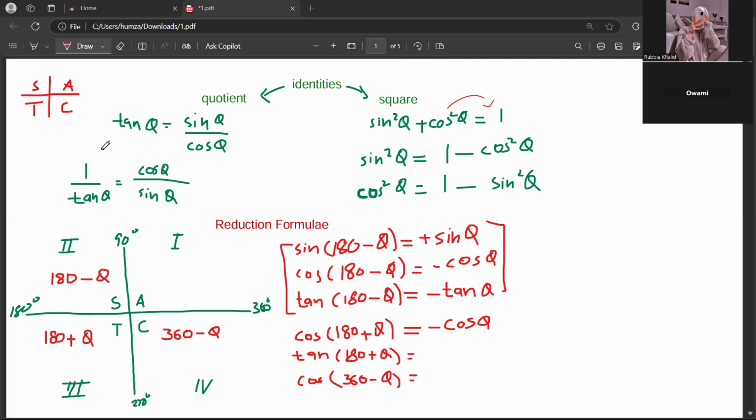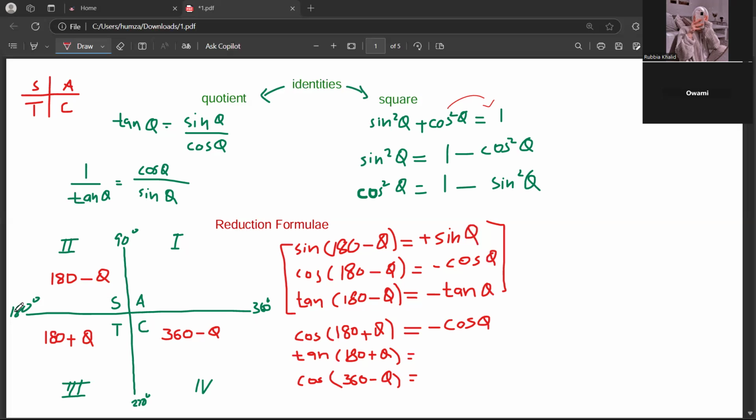Okay, let's continue. We said that quadrant 1 will always house all the positive trig ratios. Quadrant 2 will house sine, which is positive. Quadrant 3 will house tan, and quadrant 4 will house cos. Same as this CAST diagram, we use a reduction formula like this. So we say that 180 minus theta is number one reduction formula, and this will always reside in quadrant 2. This is its house. It lives there. It won't move from there.